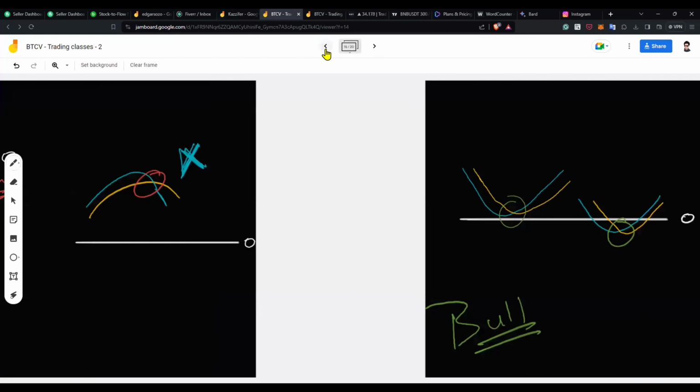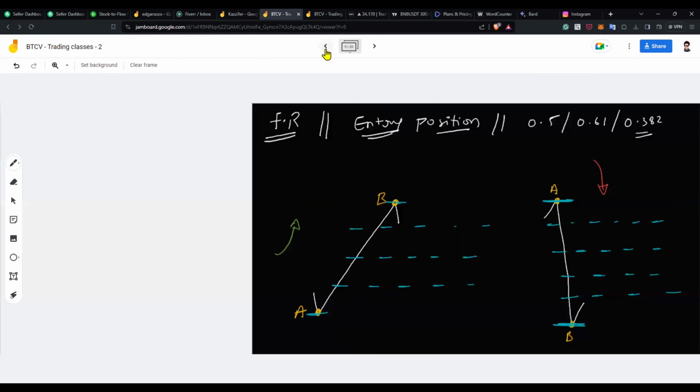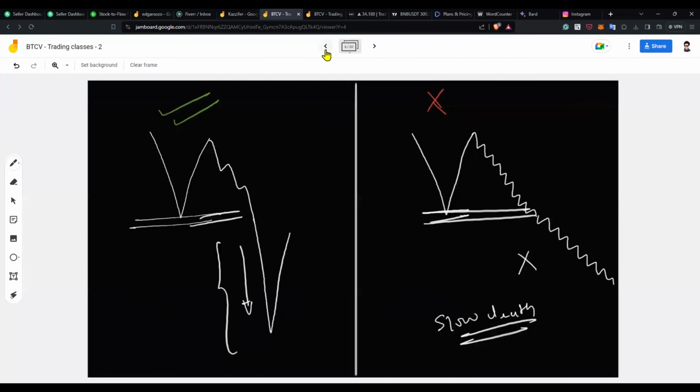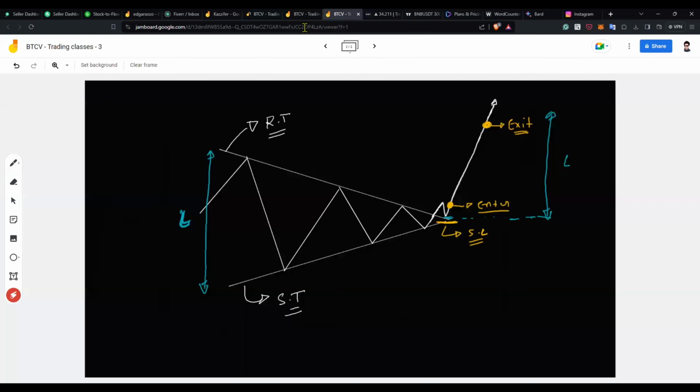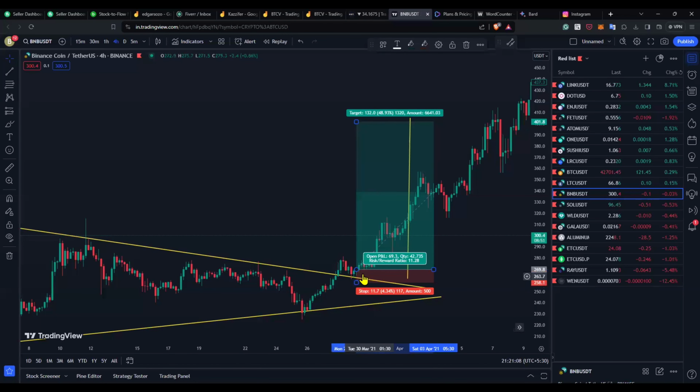This is class 2, right? On class 2 we discussed... I don't think so. In class 2 we discussed... In class 1 we discussed, I believe. So this is also class 2. But if you open your first Jamboard, you will see the risk to reward ratio we discussed, and I mentioned that sometimes you might have to risk a little bit more than 5%.